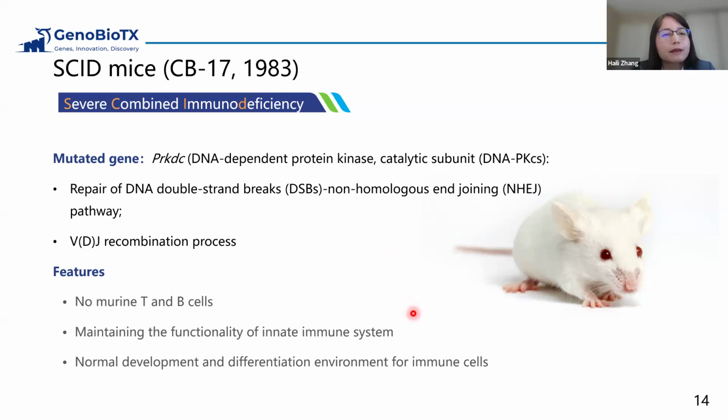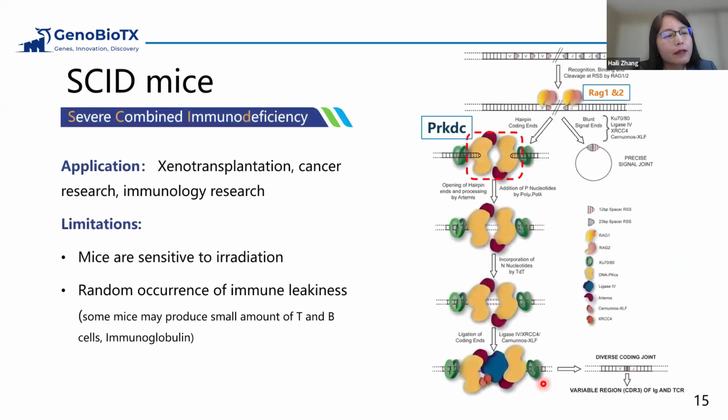So the mutation leads to a lack of T and B cells, but the mice maintain the functionality of the innate immune system and a normal development and differentiation environment for immune cells. So SCID mice can be used for xenotransplantation, cancer research, and immunology research.